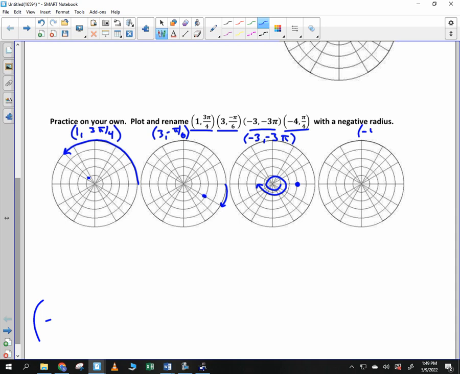And then I have negative 4, pi over 4. So I'll rotate pi over 4, which is just 45 degrees. And then from that rotation of 45 degrees, I don't go 4 units in that direction. I go 4 units in the opposite direction.